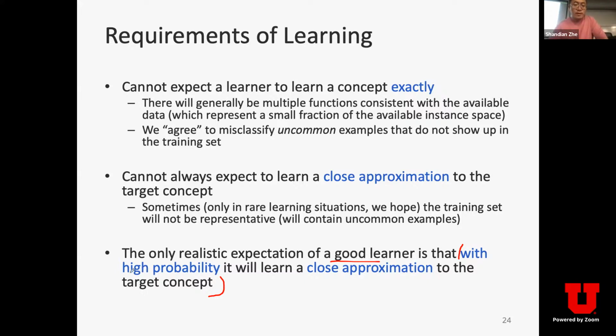Why? Because this high probability takes into account the chances that I have a bad training data set. It means that no matter how you draw a data set, my machine learning algorithm is good if I always have a high probability, like a 0.95 chance, to give you a hypothesis whose generalization error is less than, say, 0.1. So this is the realistic requirement for a good machine learning algorithm. Any questions so far?